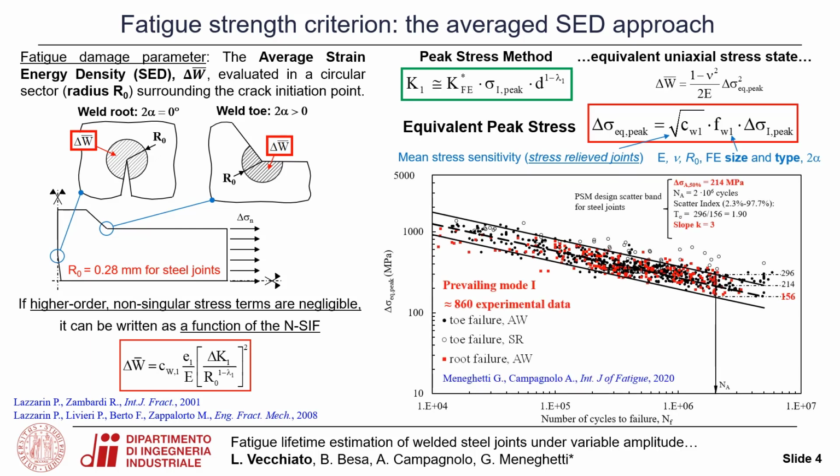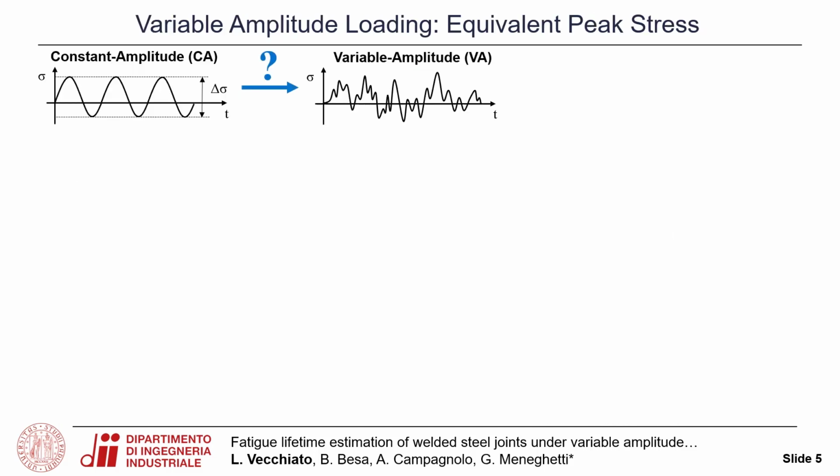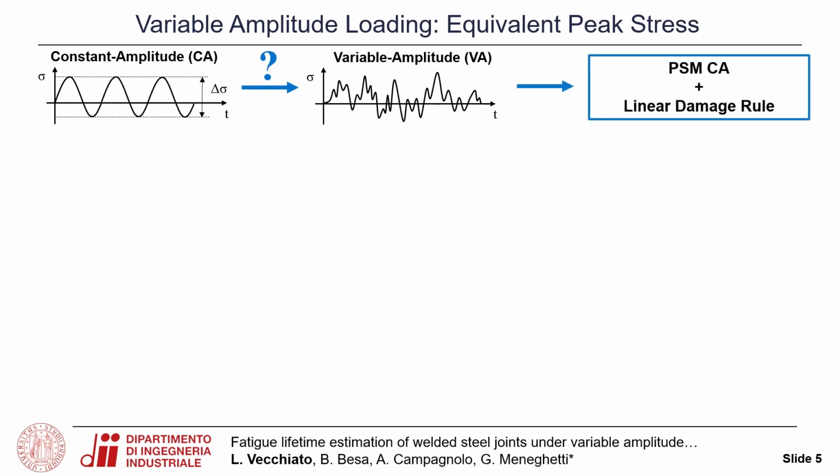The equivalent peak stress has been adopted as a fatigue damage parameter, and a master fatigue design scatter band was defined for arc-welded details made of structural steels and subjected to prevailing Mode 1 under constant amplitude loadings. The aim of this work was trying to extend the formulation of the peak stress method to take into account variable amplitude loadings. Trying to preserve as much as possible the simplicity of the method, it has been proposed to use them in conjunction with a linear cumulative damage rule.